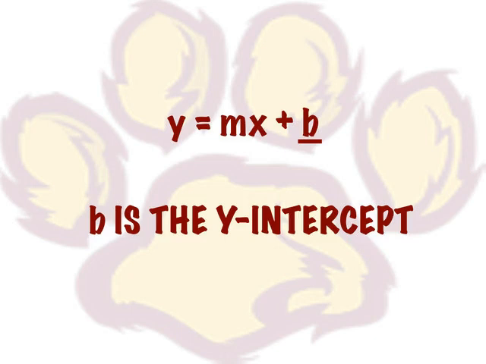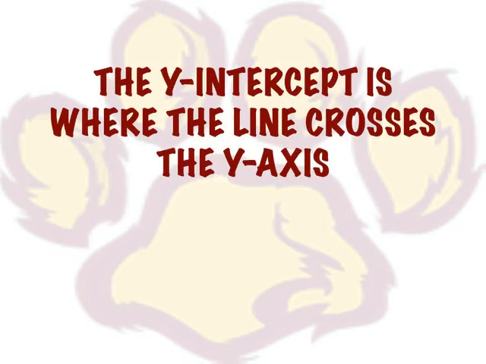B in this function is what we call the y-intercept. The y-intercept is where the line that you're graphing crosses the y-axis. The y-axis is the vertical axis. X is the horizontal axis. So we are looking for where the line crosses that vertical axis. If it is in the top half, above the origin, it's going to be a positive number. In the bottom half, below the origin, going to be a negative number.